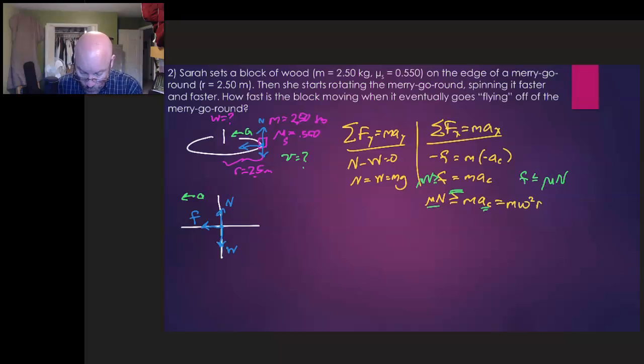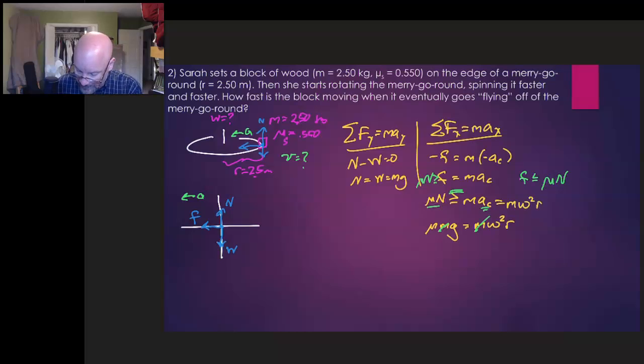All right. So I've got mu times the normal force, which is the weight, which is mg. And that's going to be m omega squared r. Now this is kind of cool. My m values are going to cancel out there. Okay, that's kind of neat.